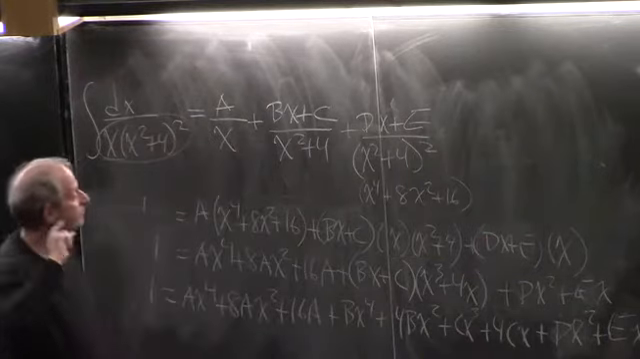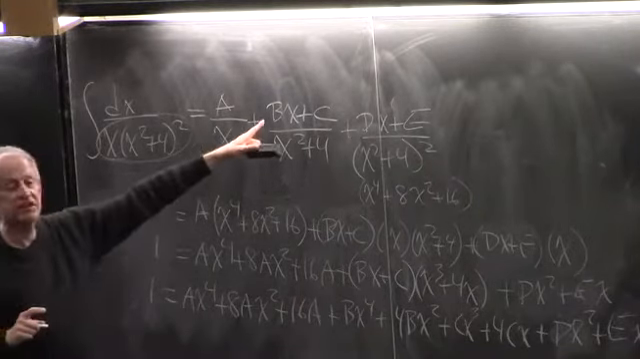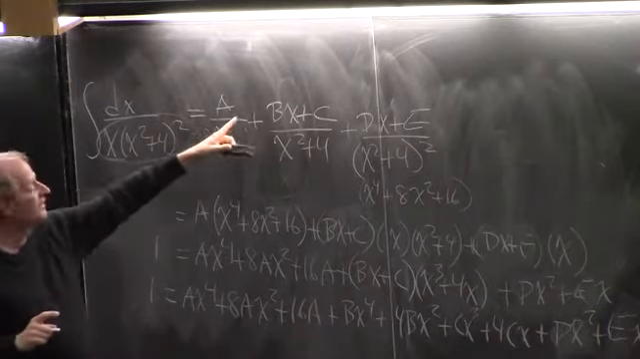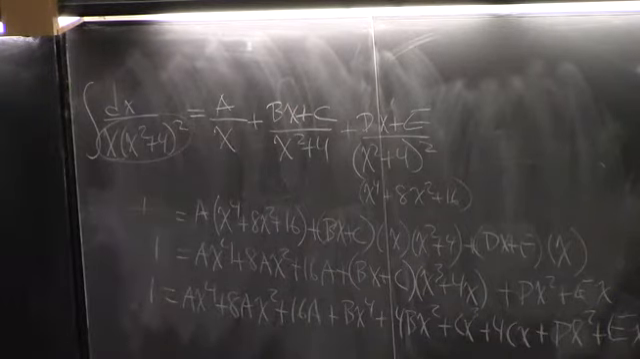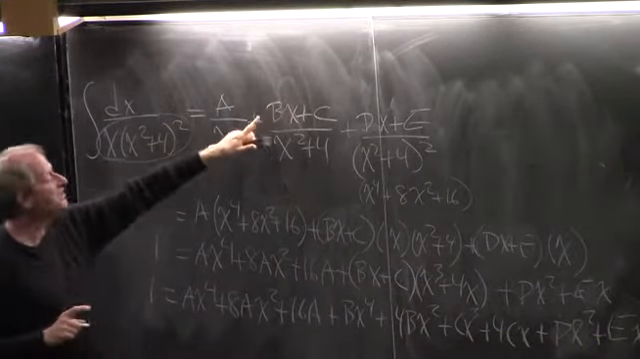Why is it a plus bx plus c and not a plus b plus c? Why does b have an x on it? Why is this bx plus c rather than just b? Well, we did this last time.